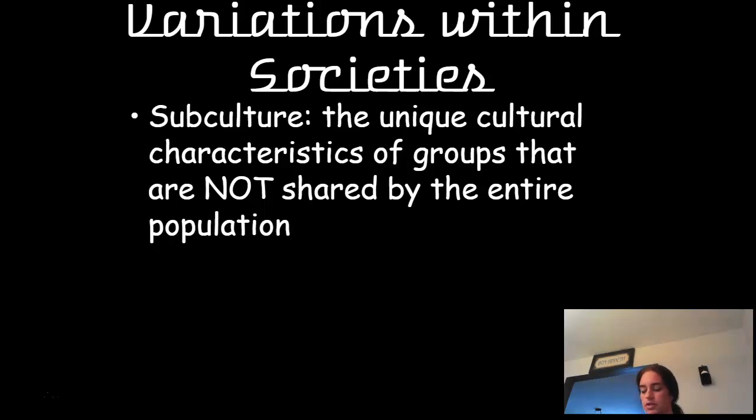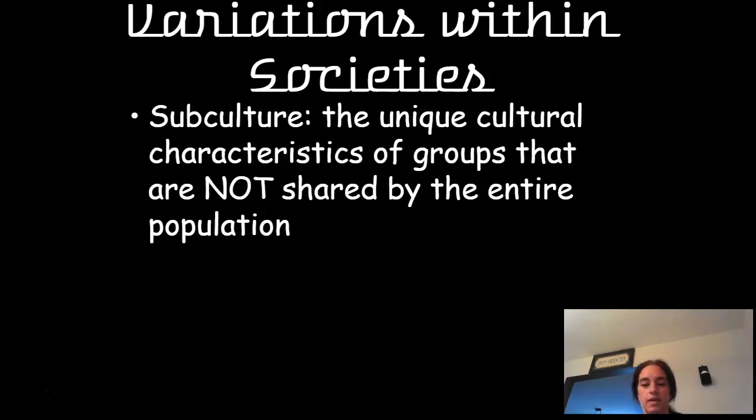So you can have several different subcultures. I guarantee you belong to a subculture. Age in and of itself is a subculture. Different generations have different attitudes about minorities, homosexuals, premarital sex, living together prior to marriage, all those kinds of things.